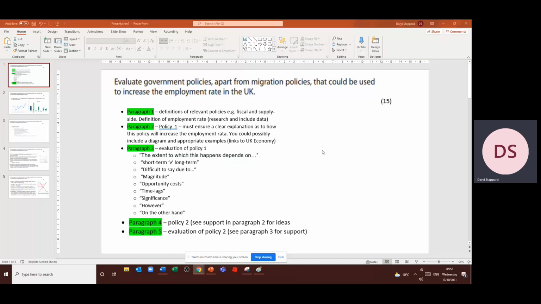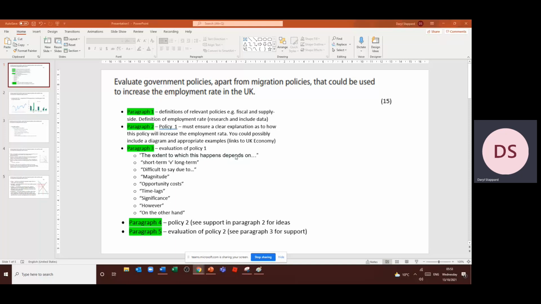So the question is, evaluate policies apart from migration policies that could be used to increase the employment rate in the UK. Now it asks for policies, so we would give two. So we would have to evaluate two different policies. My advice would be that your answer should be structured in five different paragraphs. Paragraph 1 would be basic knowledge, so you might focus in particular on an understanding of the employment rate.